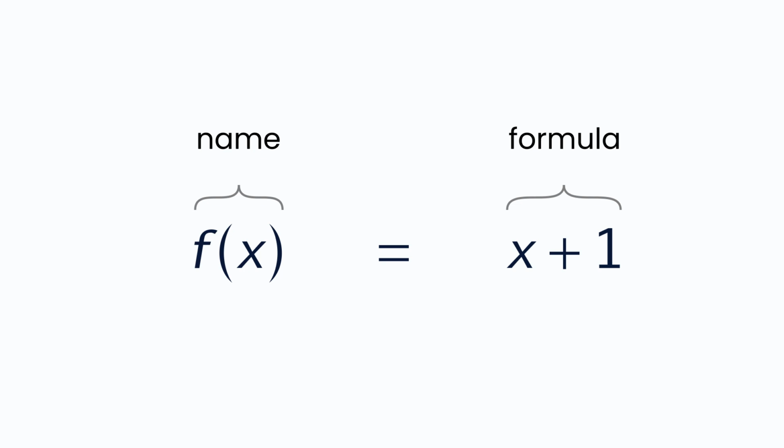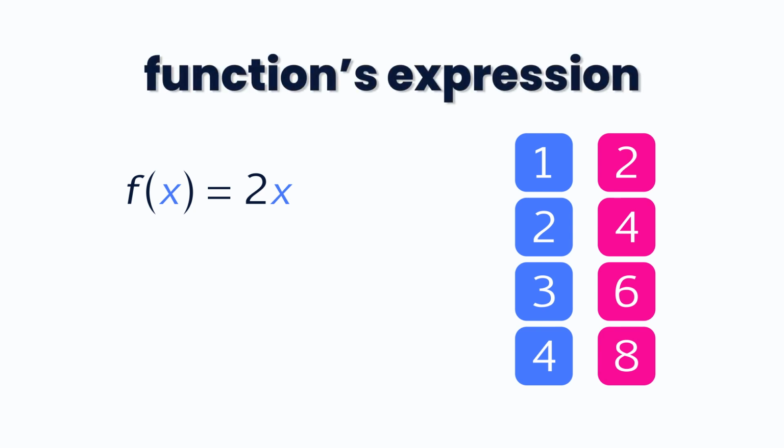So, back to our example. You now know that the function will be named f of x. Since this machine doubles the numbers you input, you can write the mathematical formula for the output as 2 times x. So this function's expression is f of x equals 2x. In this case, 2x is the formula that describes what the function does. This is known as a function's expression.